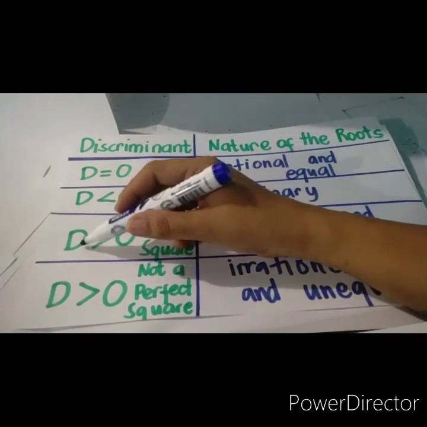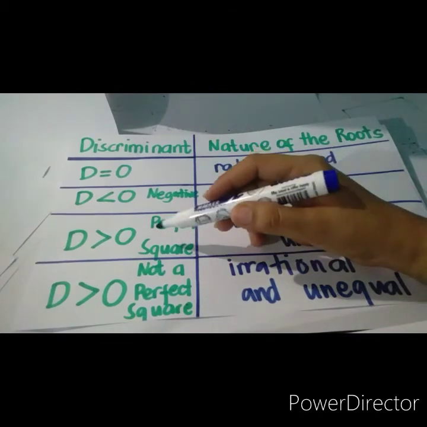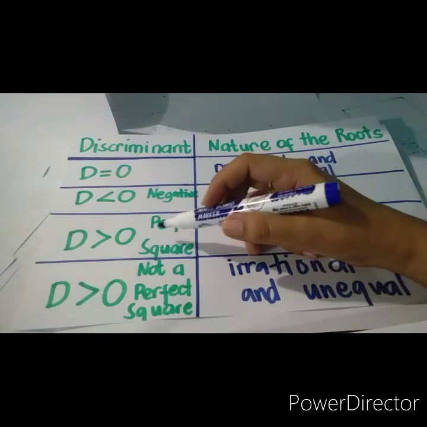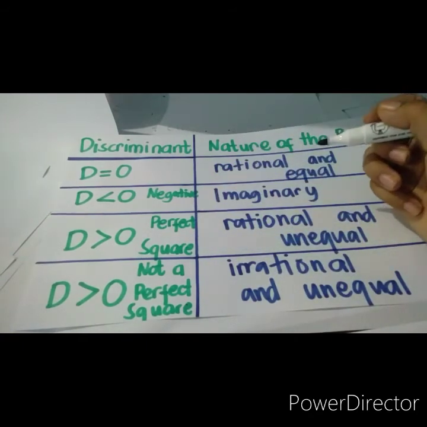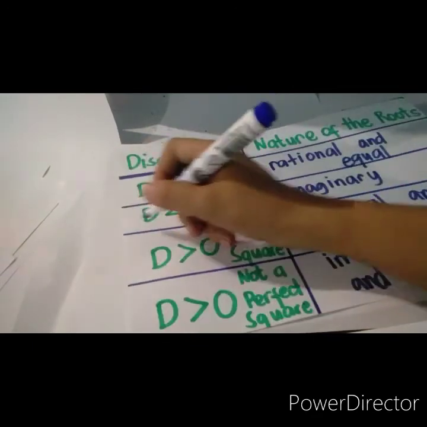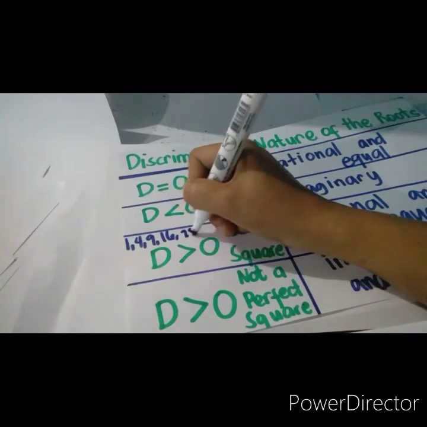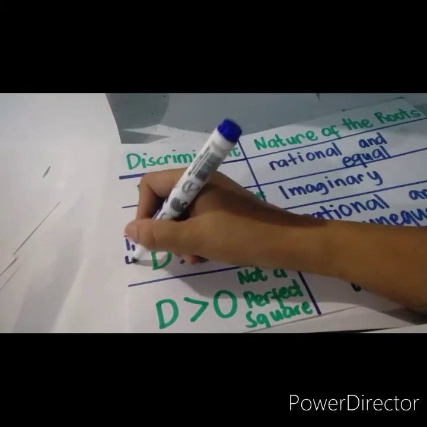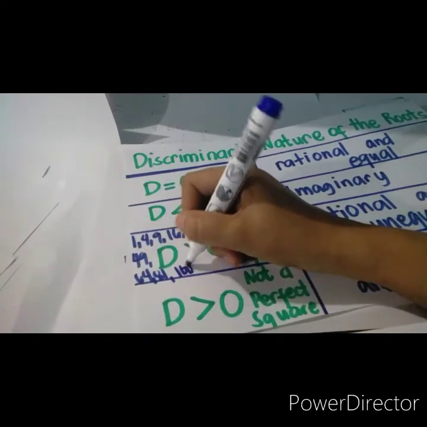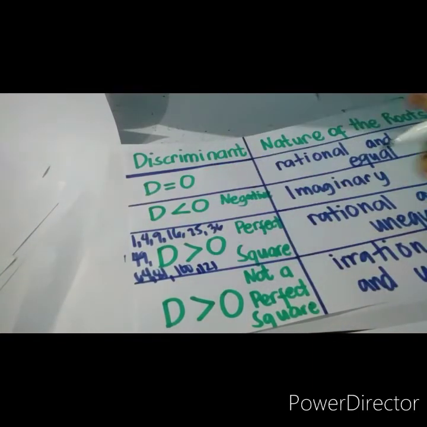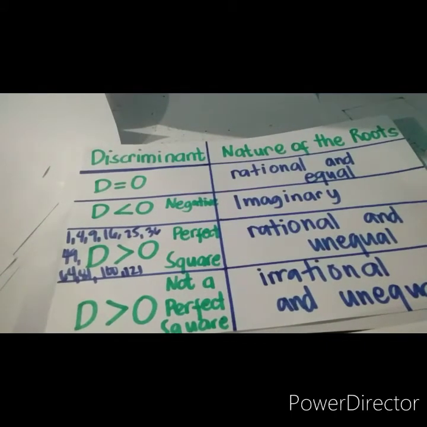If D is greater than 0 and a perfect square, what does that mean? If our discriminant is positive and a perfect square, what are the perfect square numbers? We have 1, 4, 9, 16, 25, 36, 49, 64, 81, 100, 121, 144, 169, 196, 225, and so on.